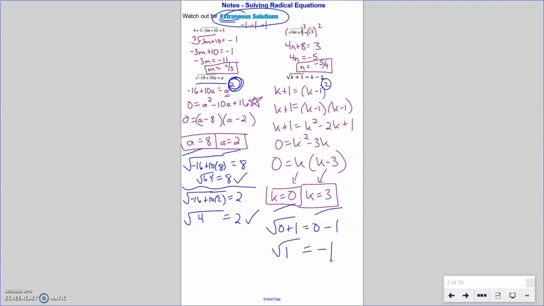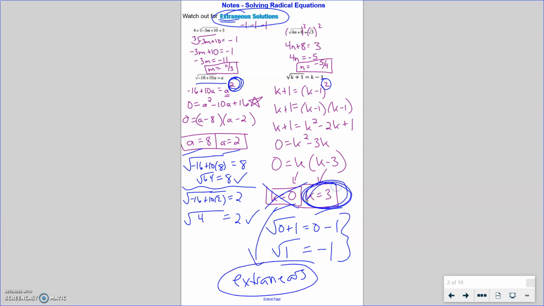So for 0, what we would do to say it's extraneous is we check it, we say, wait a second, that doesn't work. We put an X through it, and then we just draw an arrow or something like that and write the word extraneous. So technically the only answer for this one is 3.